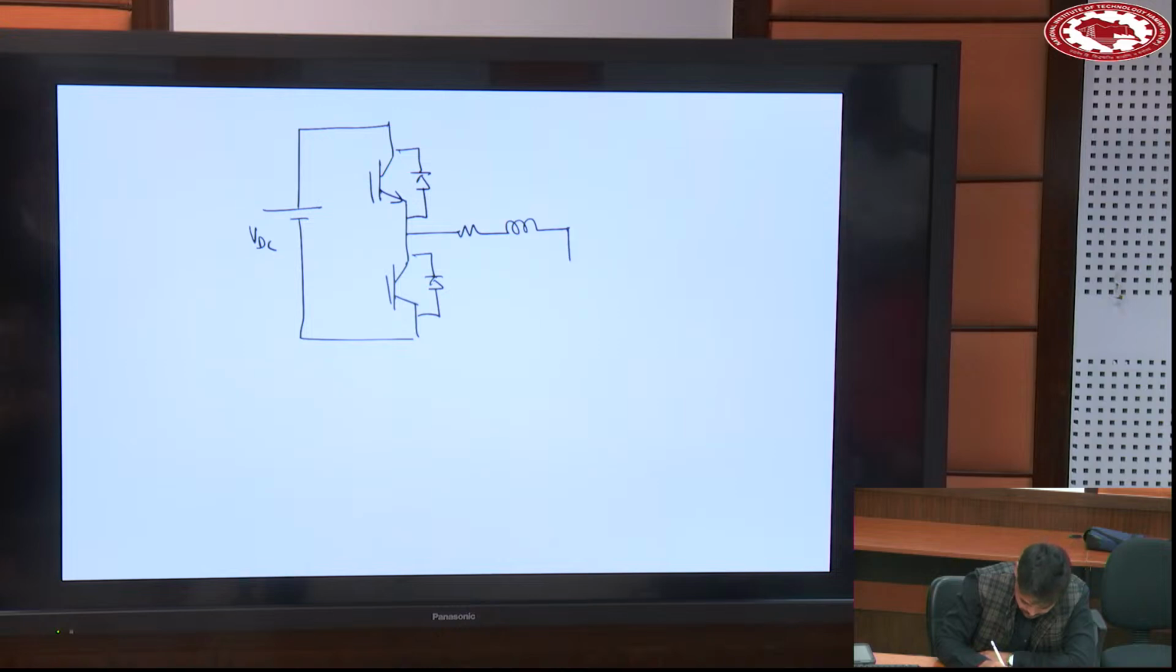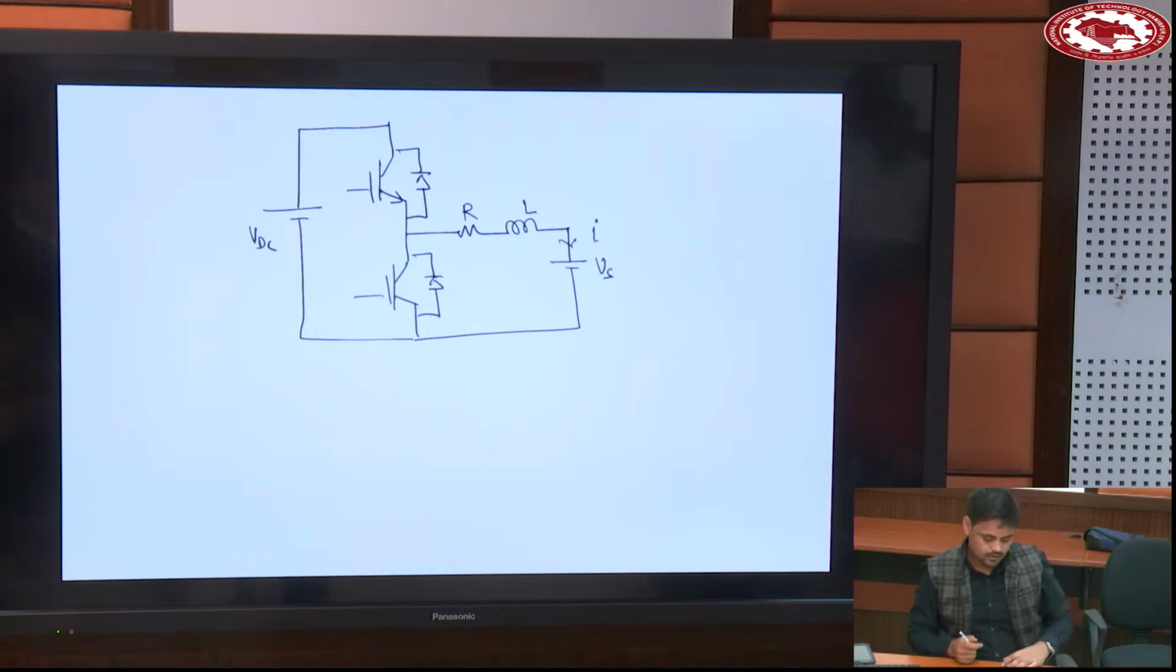Okay, this is how we are going to model the H bridge. Is this okay so far? Now the objective: this is the H bridge, again I am drawing. I want to control this current according to my requirement. If I say control it at 500 ampere, then it should be 500 ampere. If 1000 ampere, then it should be 1000 ampere.